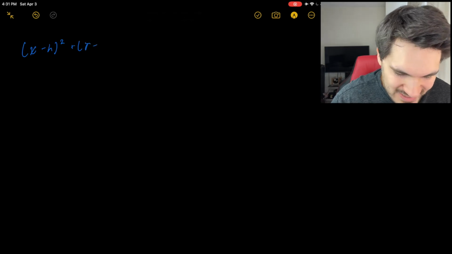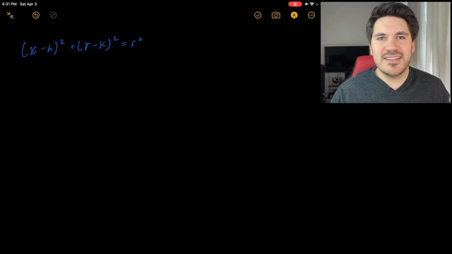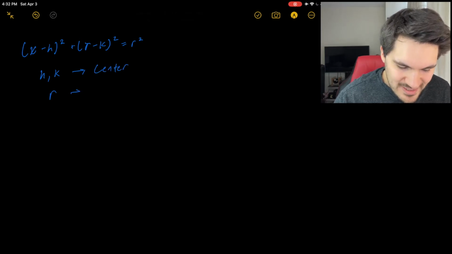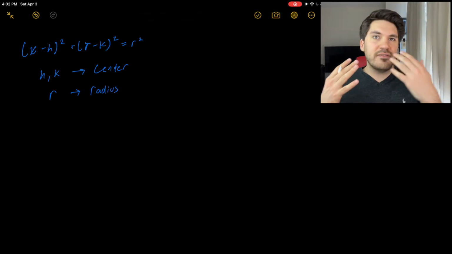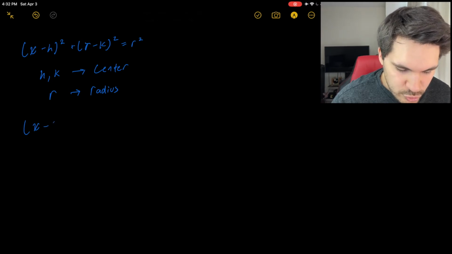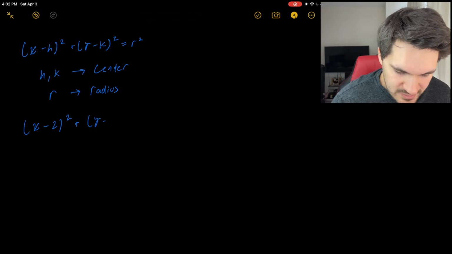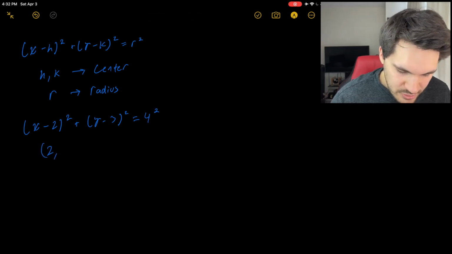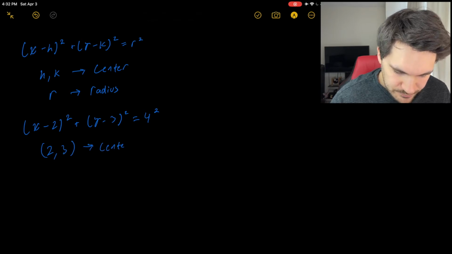Let's go. So let's begin with what an equation of a circle actually looks like. The standard form for the equation of a circle is just this. It's (x minus h) squared plus (y minus k) squared equals r squared. And in this equation, (h, k) is the center of the circle and r is the radius. So if instead of having an h and a k and an r variable, we were to replace them with numbers, for example, let's say we did (x minus 2) squared plus (y minus 3) squared equals 4 squared. That means that (2, 3) would be your center, and that 4 would be your radius.